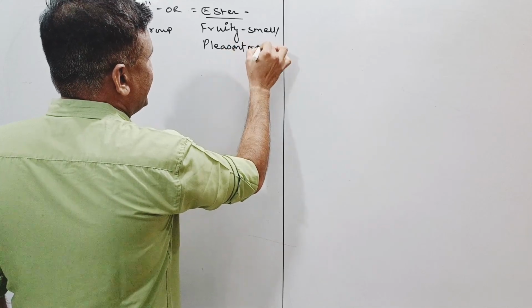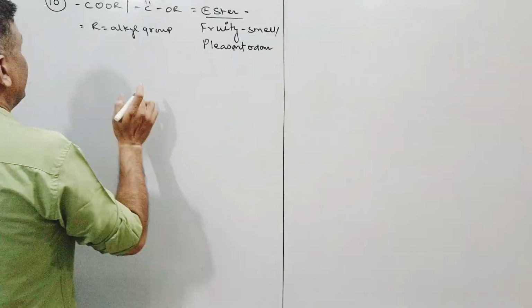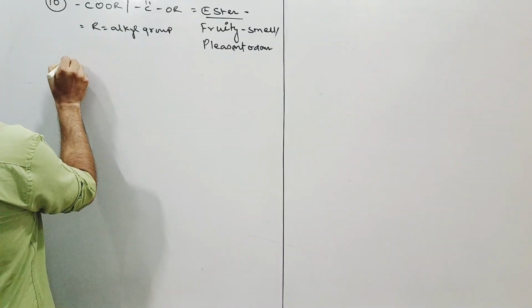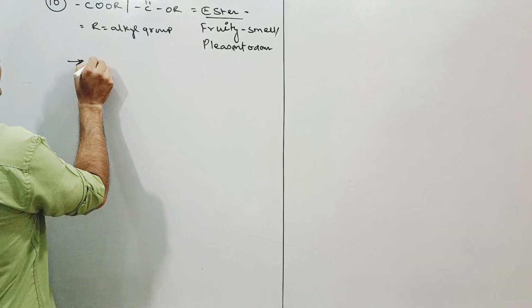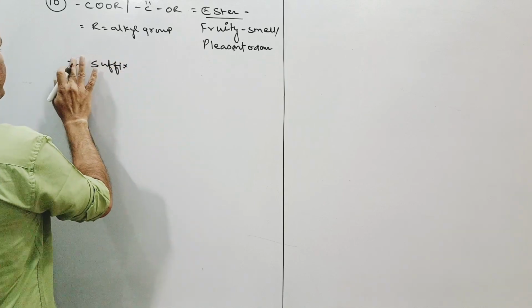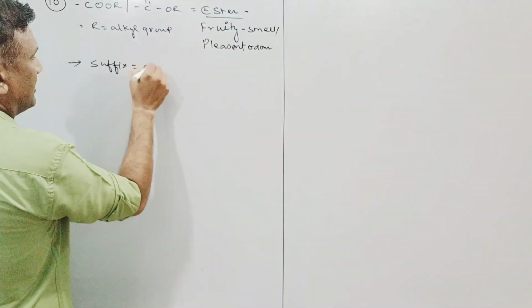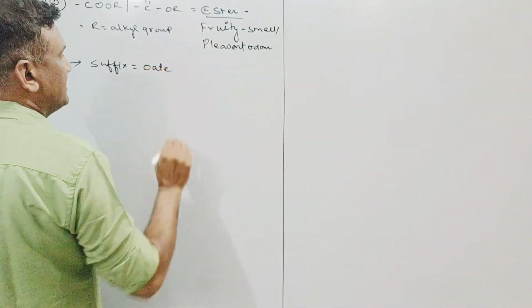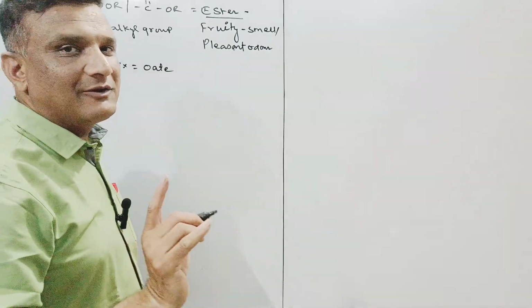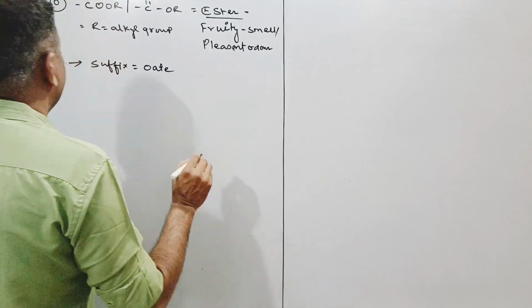If I go further, first of all we'll go with the suffix. This is the suffix of the compound. The suffix for the ester is oate according to IUPAC. It was ate in the common system, but here it will be just oate.